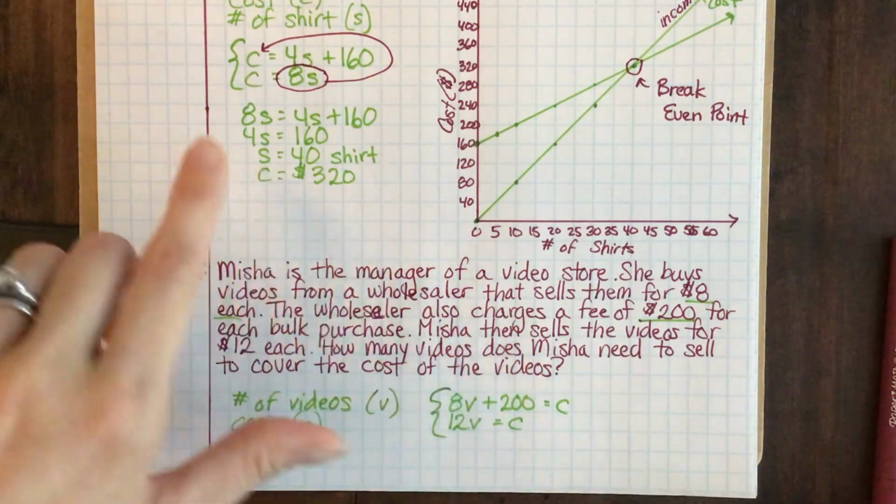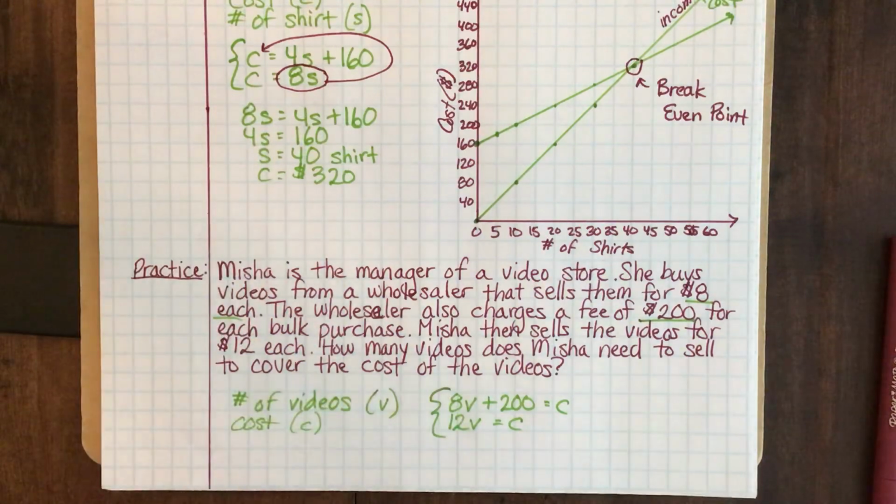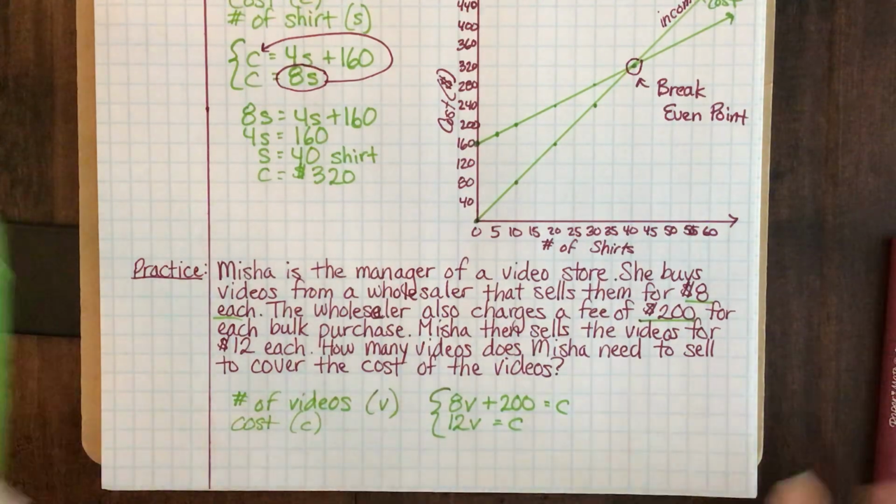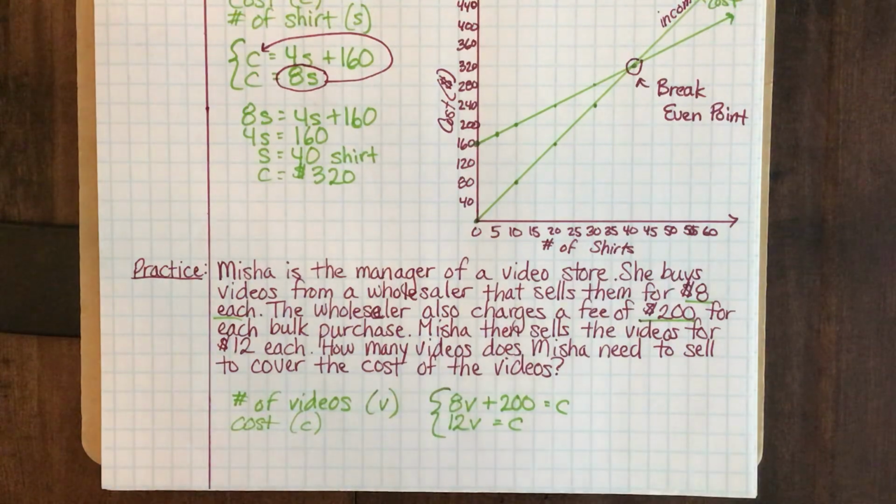Okay, I'm sure you noticed that I put my variables at the end, the cost at the end this time, and on the last problem I have it at the beginning. It doesn't matter which side you do it on. Sometimes it's easier to see that it's good for graphing if the variable's on that side, but it really doesn't matter. Now I'm just going to solve this one by substitution.